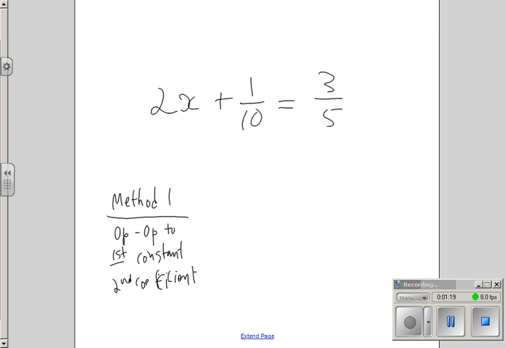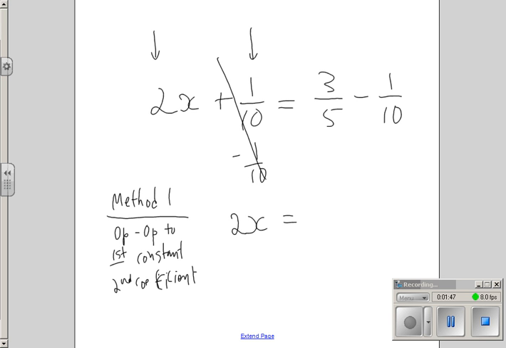Well, in this particular equation, my constant is 1/10, and my coefficient is 2. And the order of operations in these types of equations is to first get rid of your constant. So I'm going to subtract 1/10 from both sides. Now that's easy on this side because I know that I'm applying opposite operation, and it's gone. And that leaves me with just 2x on my left. But the tricky part is over here.